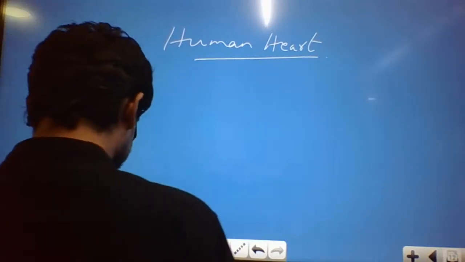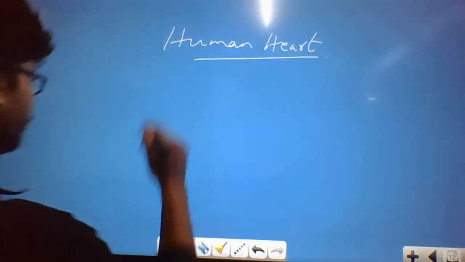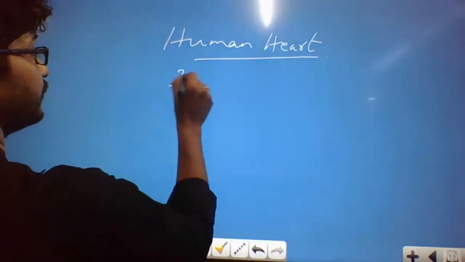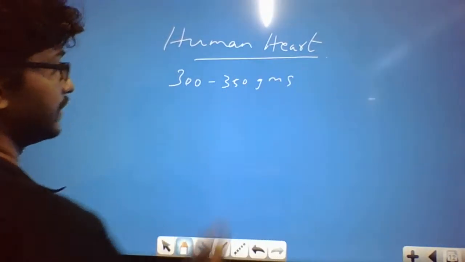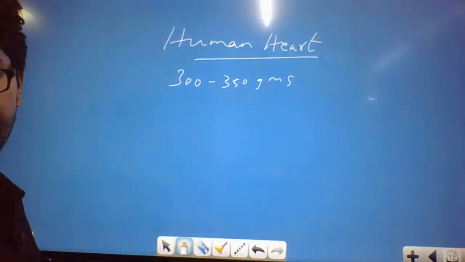So now we move on to the next part, that is the human heart. The weight of the human heart is 300 to 350 grams actually. So this is 300 to 350 grams.